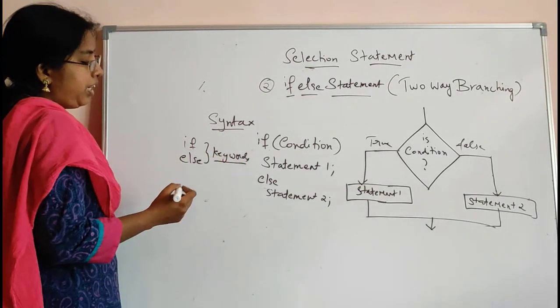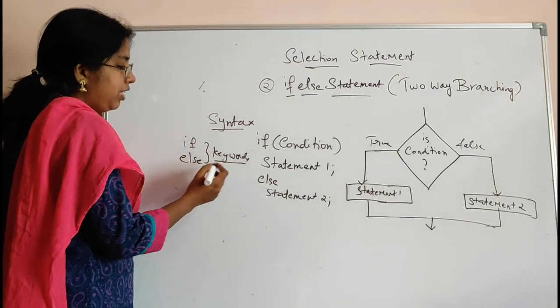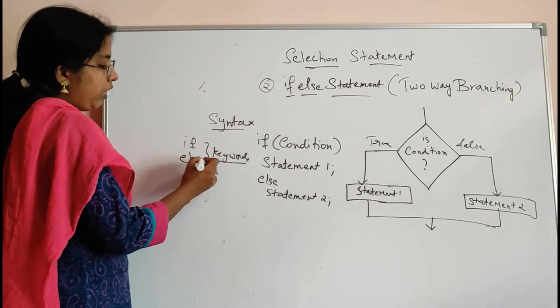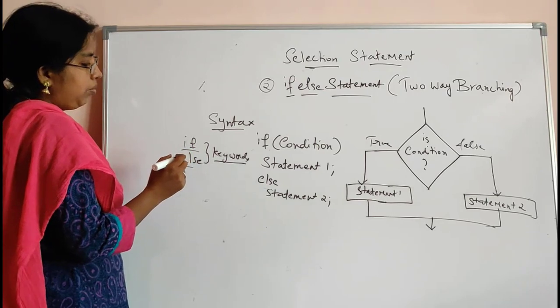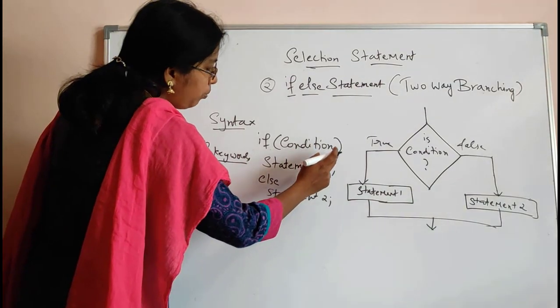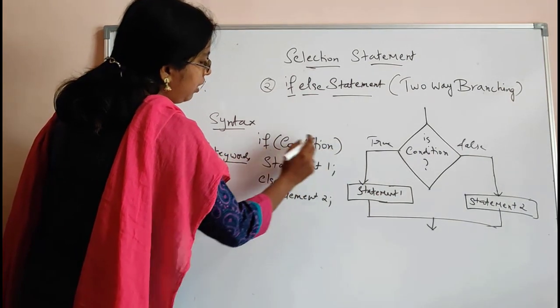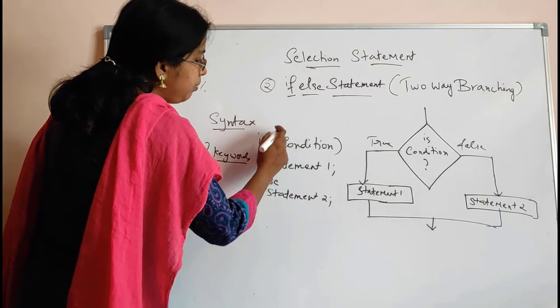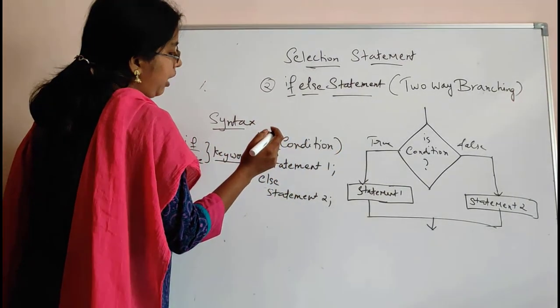Keywords means predefined words. Already I have mentioned in the previous classes that keywords are predefined words. Okay, they have some special meaning. So these keywords cannot be used as variables, and they should be written in small letters. And one more point you have to notice: there is no semicolon after the if condition, and the condition should always be in round brackets, that is, opening and closing round brackets.